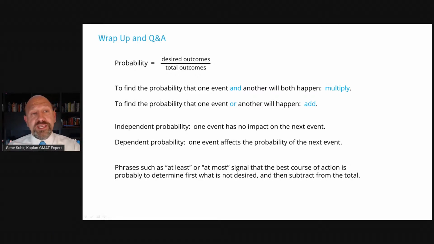Like, oh, I see this problem with the defective transistors. Let me think back to other problems where I saw probability with "at least" in it. What was my game plan there? All right, so I'll apply the same game plan here, so that by the time you sit for the actual exam, it's not a matter of, hey, I've never seen anything like this before.